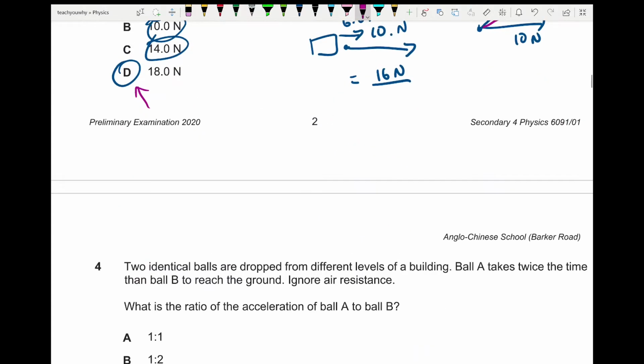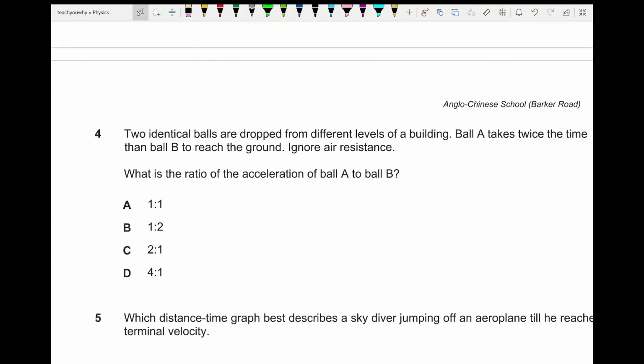Okay, question 4. Two identical balls are dropped from different levels of the building. Ball A takes twice the time as ball B to reach the ground. Ignore air resistance. What is the ratio of acceleration of A to B? Okay, the keyword is acceleration. So the answer is A.